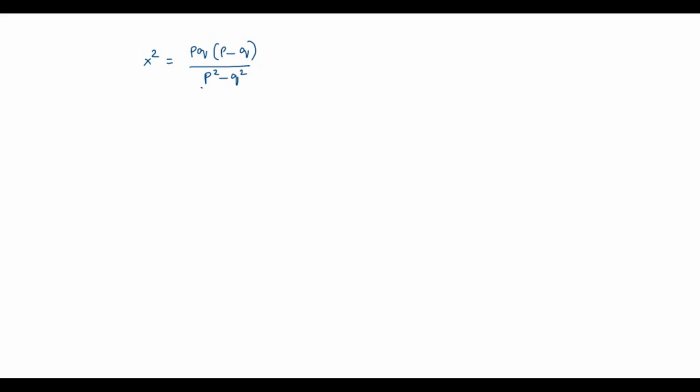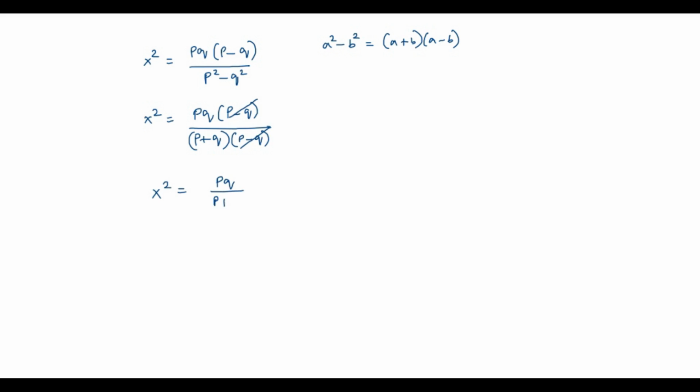It has become division. It's in the form of A square minus B square. We know the algebraic identity A square minus B square is equal to A plus B times A minus B. So x square is equal to PQ times P minus Q divided by P square minus Q square, which can be written as P plus Q times P minus Q. So this P minus Q and P minus Q can be cancelled. We get x square is equal to PQ divided by P plus Q.